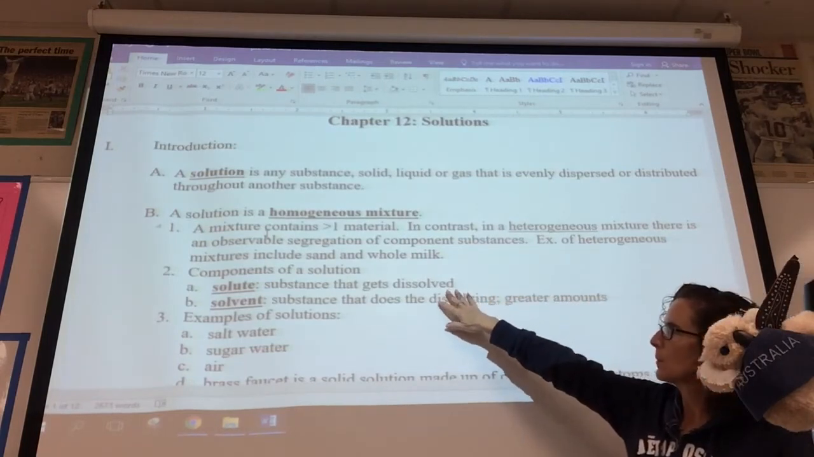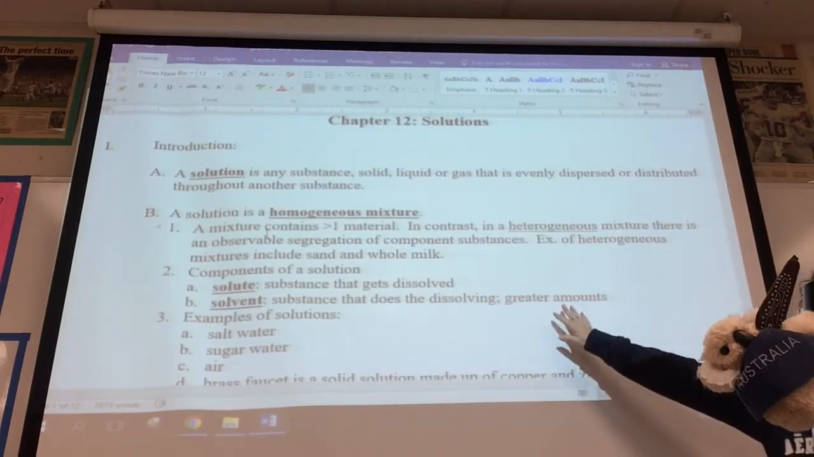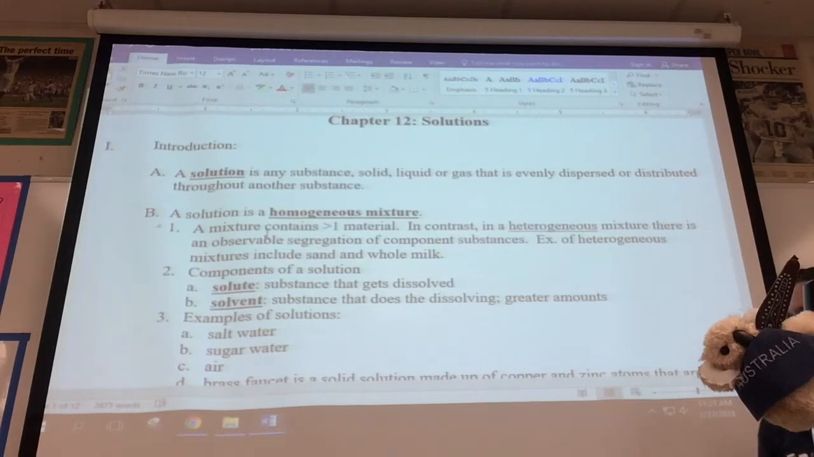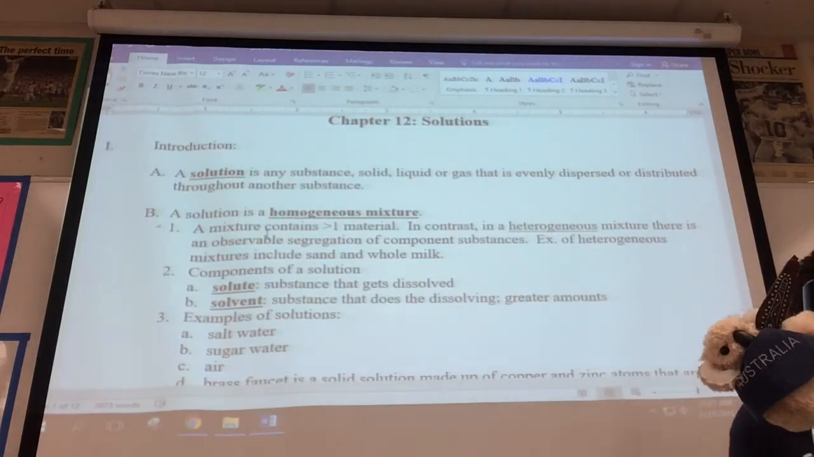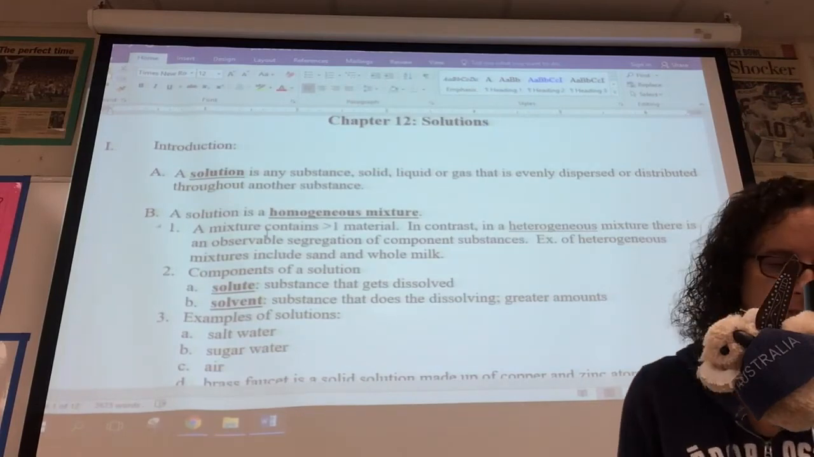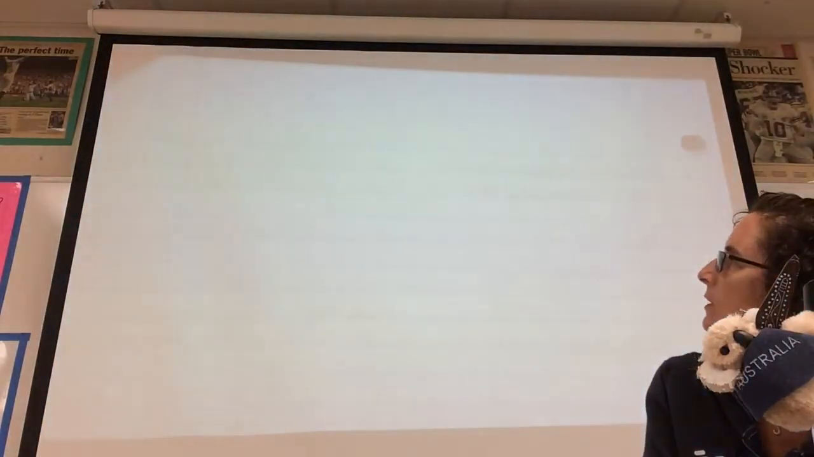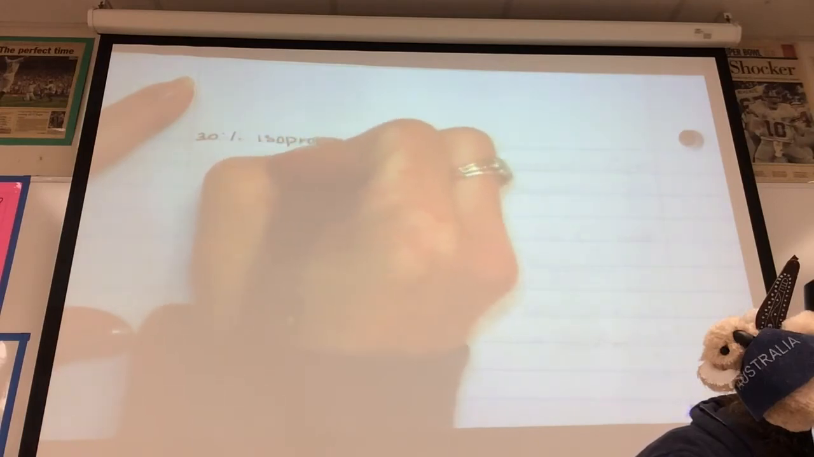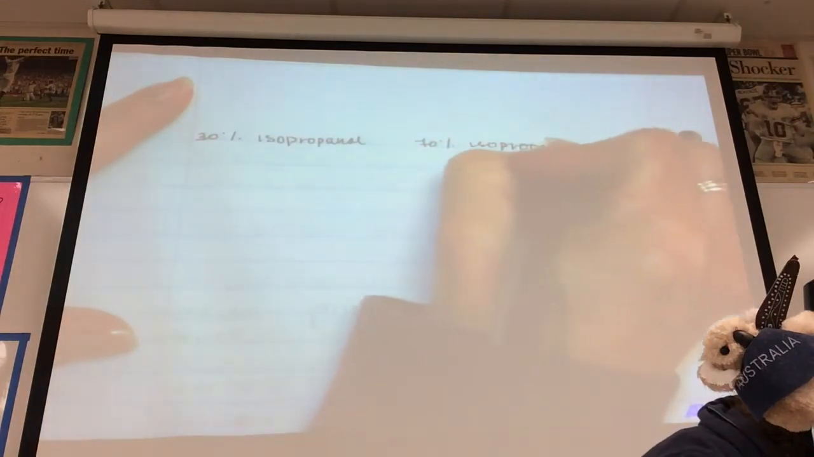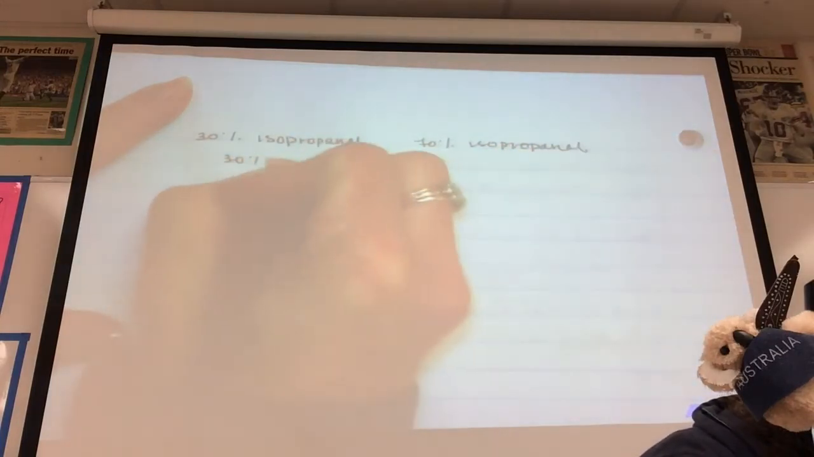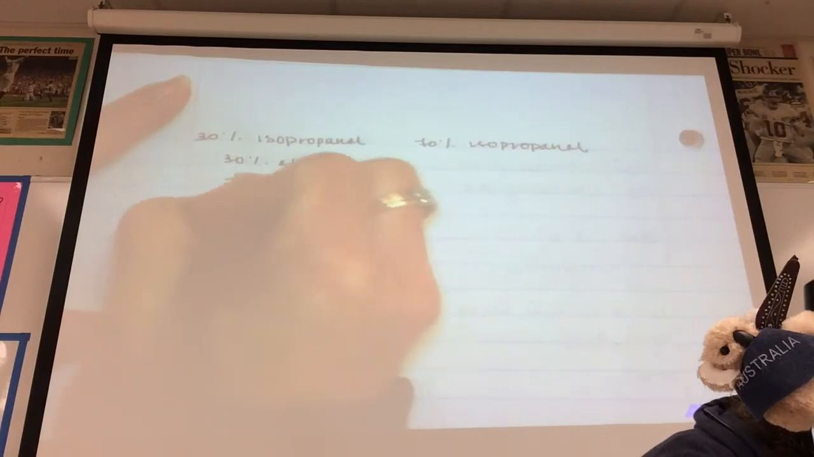When you make up a solution, remember the solute gets dissolved and the solvent does the dissolving. If, for example, you have a liquid solution such as 70% isopropanol, what you would find with 70% isopropanol is that it is 70% alcohol, 30% water. And we talked about this at the very beginning of the year. So if, for example, you had, let's say, 30% isopropanol, which is rubbing alcohol, although rubbing alcohol typically is at 70%. This is 30% alcohol and 70% water.